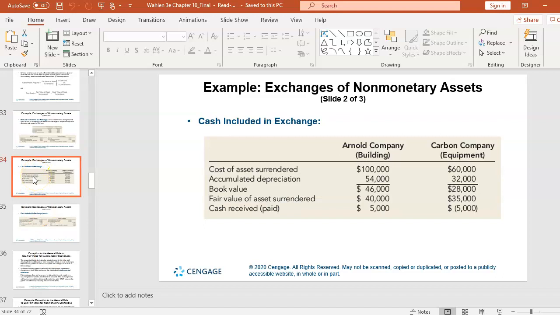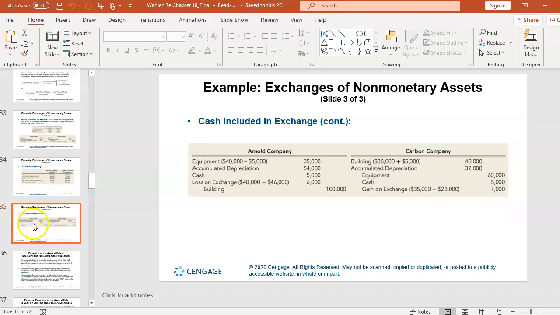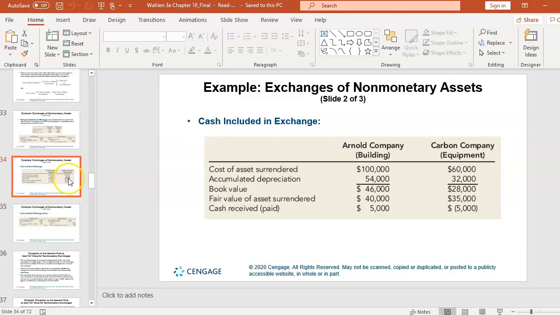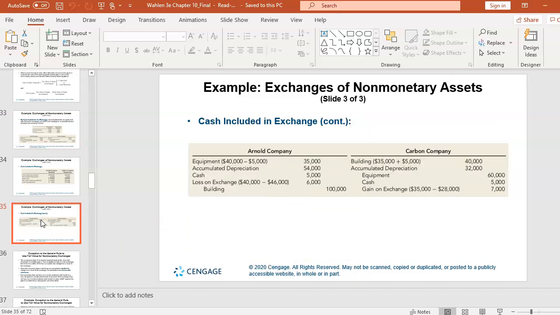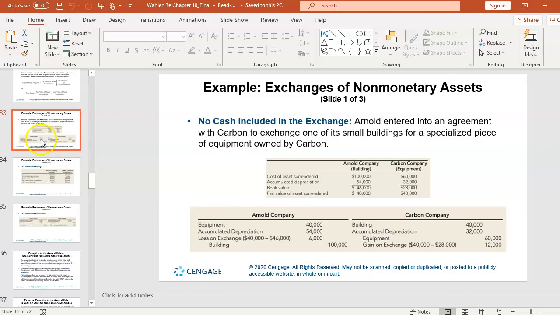Now, if I throw cash in there, that's that boot thing, right? A small amount of cash here is the boot. That does change things just a little bit. What I want you to recognize by comparing these journal entries is that in this one no cash changed hands, and then we jump down to this one, where some cash changed hands. That changes the entries just a little bit, and I just want you to be aware of that. So really watch those.